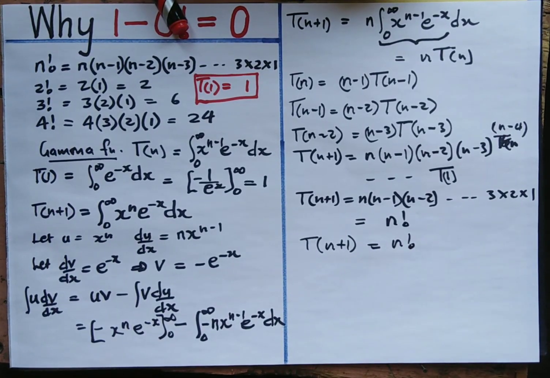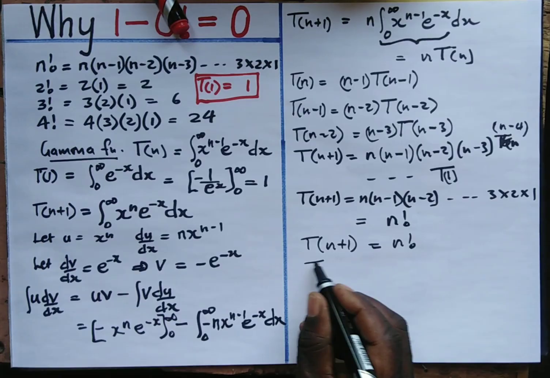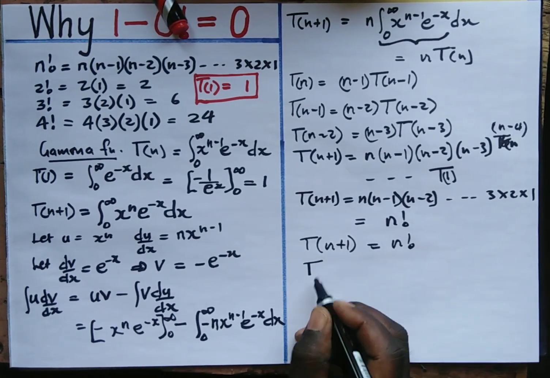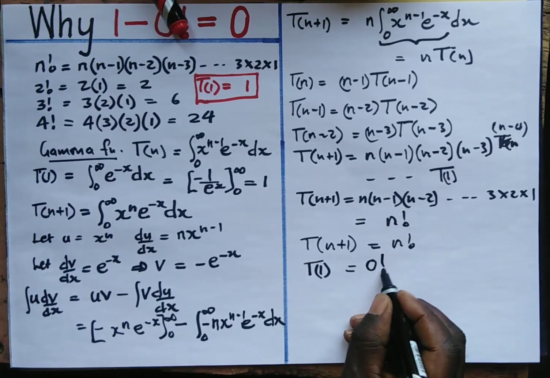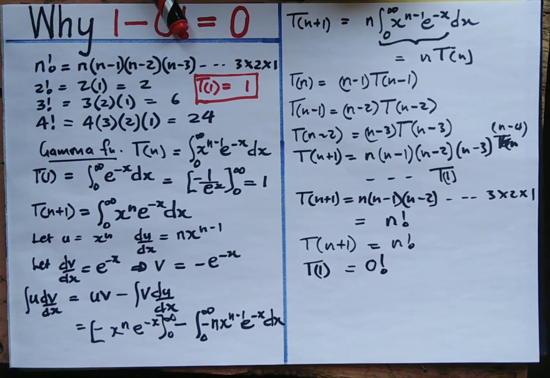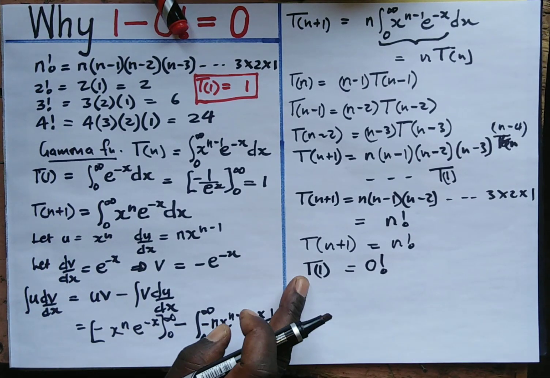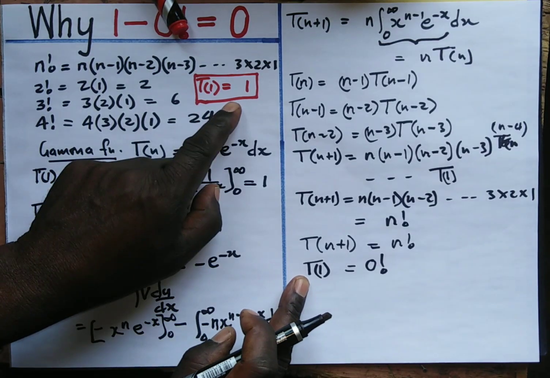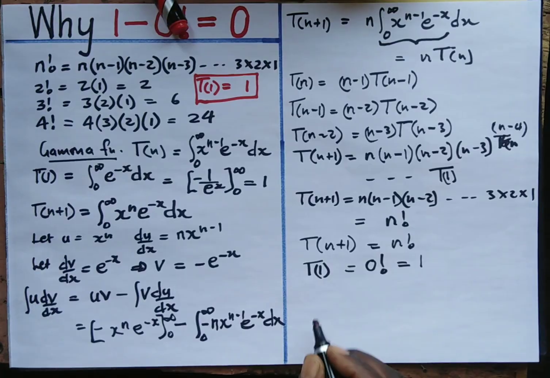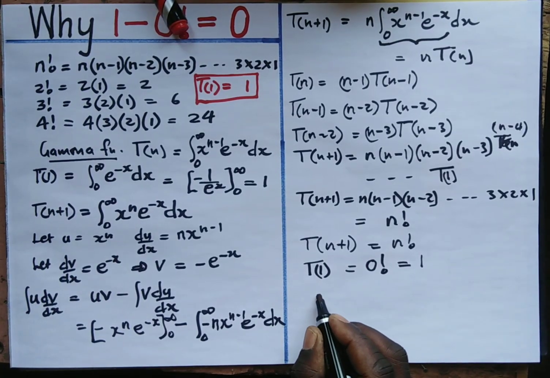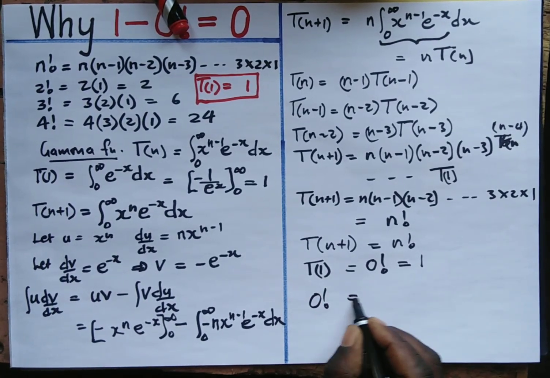But wait a minute. Let's replace our n on both sides with 0. That gives us gamma of 0 plus 1, which is gamma of 1, is equal to 0 factorial. But what is gamma of 1? It is equal to 1. So we can write this as 1. So we have established that 0 factorial is equal to 1.